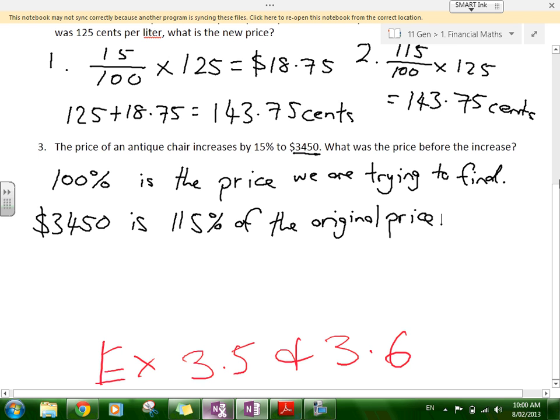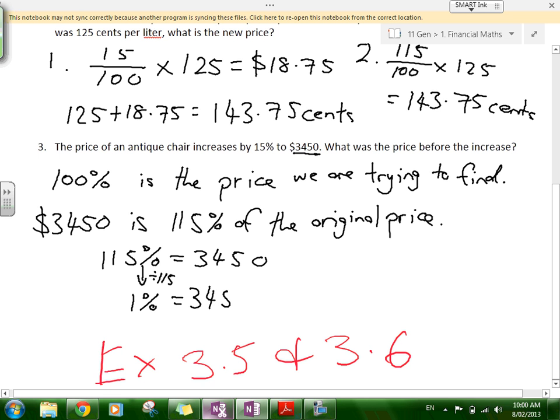So if I just move down a little bit more. Okay, so what we then need to do is we say, well, if this is 115%, how do we find what 1% is? What do we have to do to 115 to get down to 1? Yeah, 115% equals 3,450. So 1% equals, to get down here, you've divided by 115. 3,450 divided by 115. So 1% of the price is what?